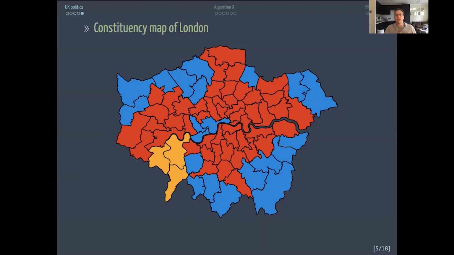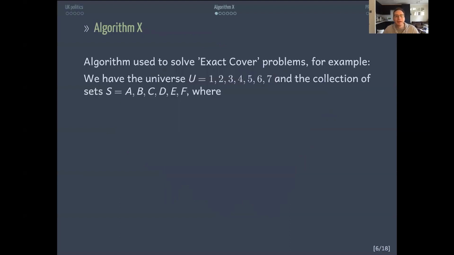merge constituencies together, then they would actually only appear once. So if we merge two constituencies together, you wouldn't merge one of those with another one as well. And he said it sounded like an exact cover problem. Now, algorithm X is something that you use to solve exact cover problems, when you've got something where you want something to appear once and only once.